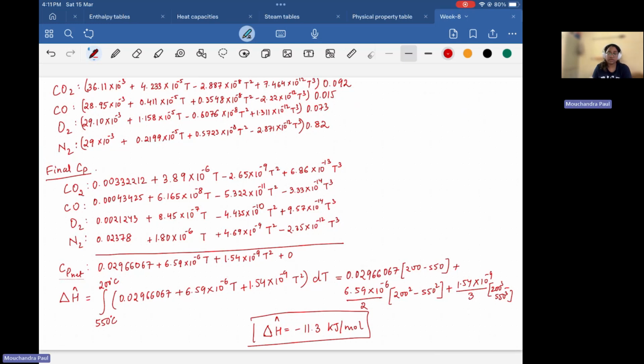I understand this was a very long question, right? But I hope you have understood how the calculations were done. These are pretty straightforward. I just took the heat capacity equations for each of the components, multiplied with the individual mole fractions of each of the components, added it up, and did integration. Get the change in enthalpy.